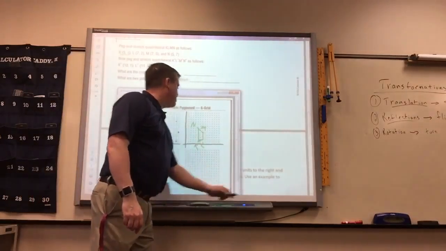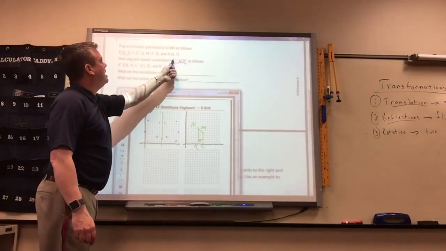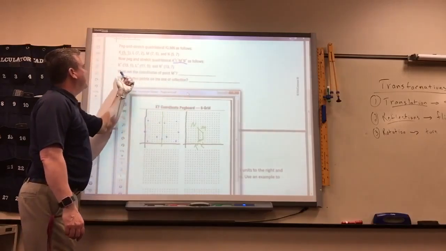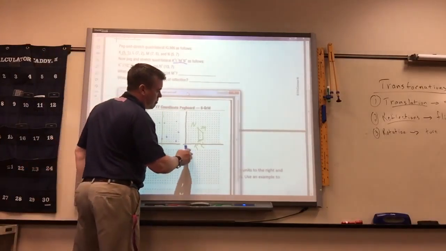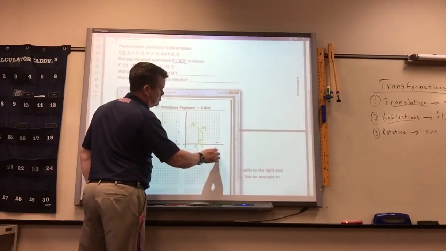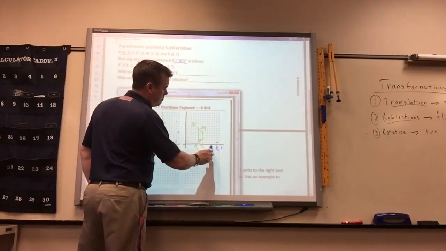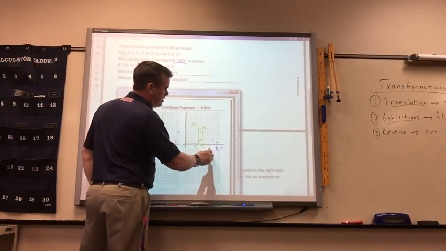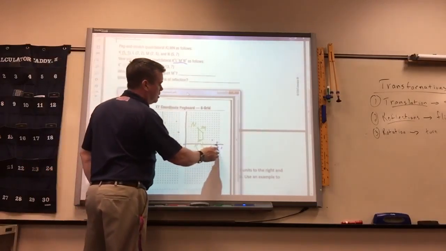So then it says, now peg and stretch quadrilateral K prime, L prime, M prime, N prime with these points. So K prime is 13 over 1 up, which is right there. L prime is 11 over 2 up, which is right there. N prime is 13 over 7 up.